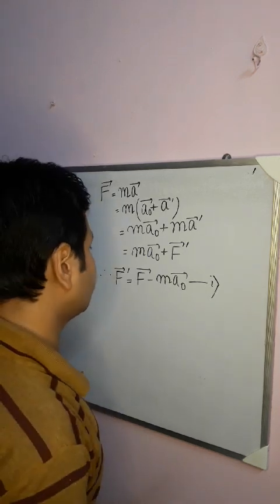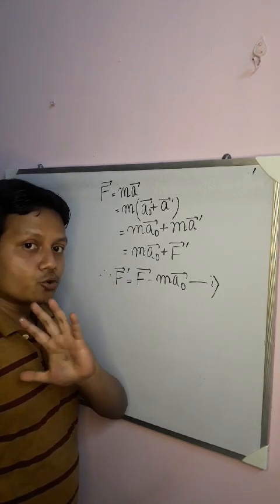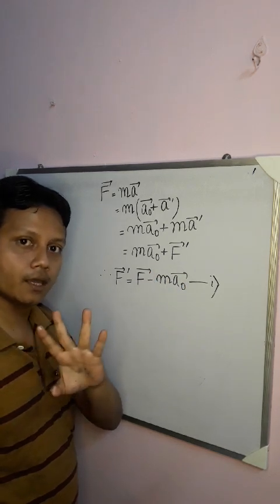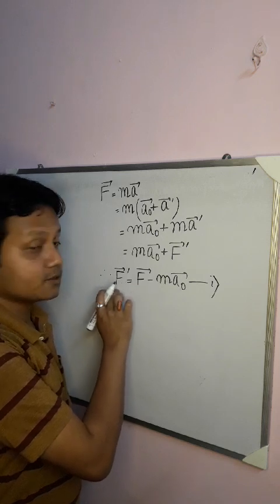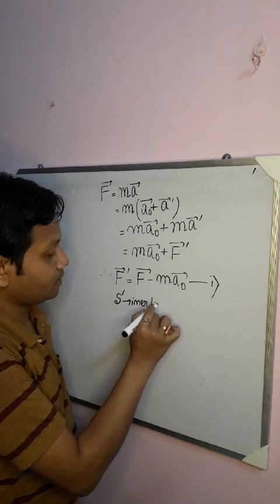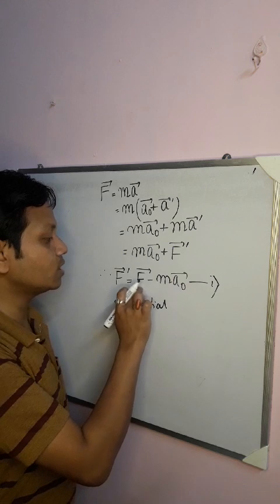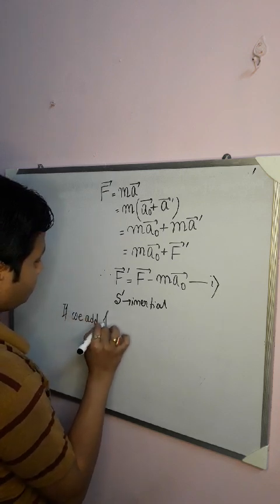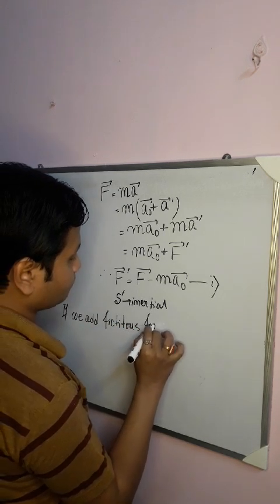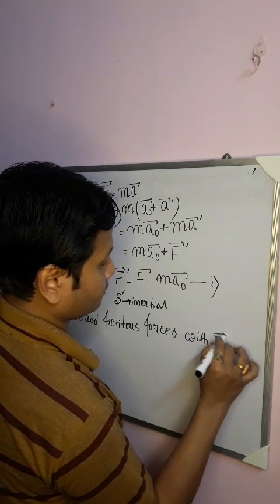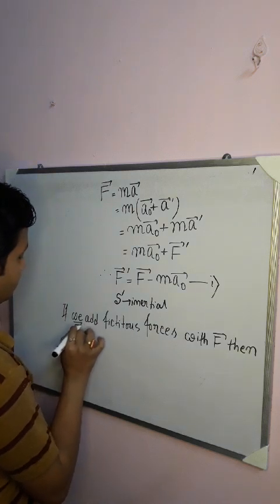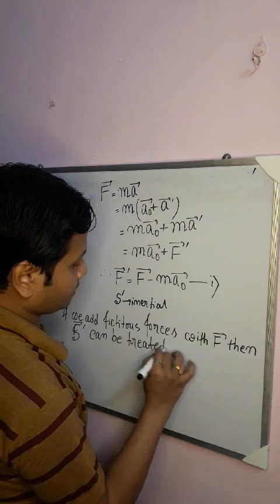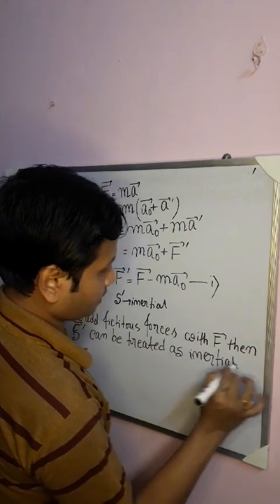Now, a close look at this equation. The S dash frame can also be considered as an inertial frame provided we add some fictitious type of forces with F. Okay, so if we add fictitious forces with F, then F dash, or more commonly the S dash frame, can be treated as an inertial frame.